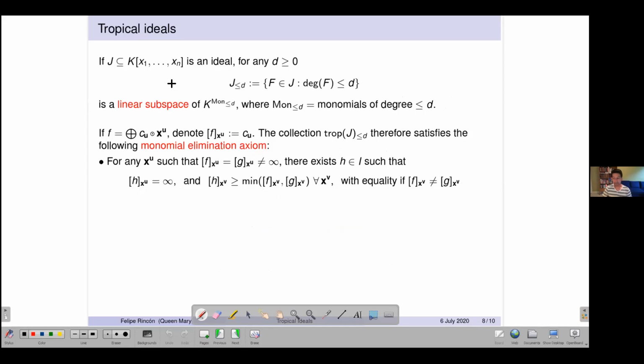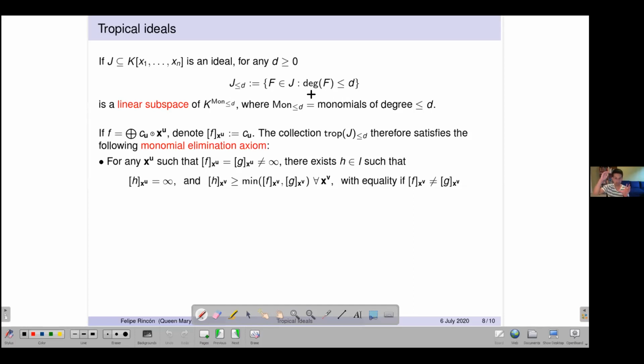Well, let's think about tropicalizations of classical ideals. Why are they well behaved? What special property do those tropical ideals have? It turns out that if you start with a classical ideal and fix some degree d greater than or equal to 0, the set of polynomials in that ideal of degree at most d is a linear subspace. So truncate your ideal at some degree.